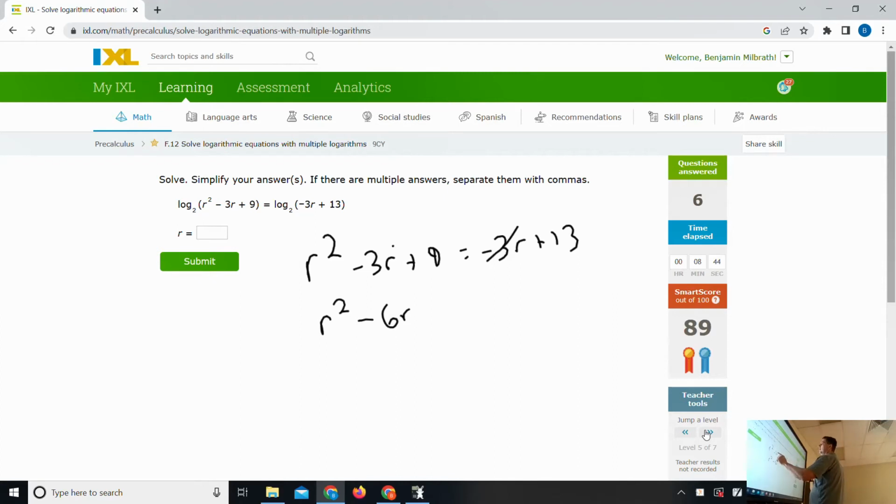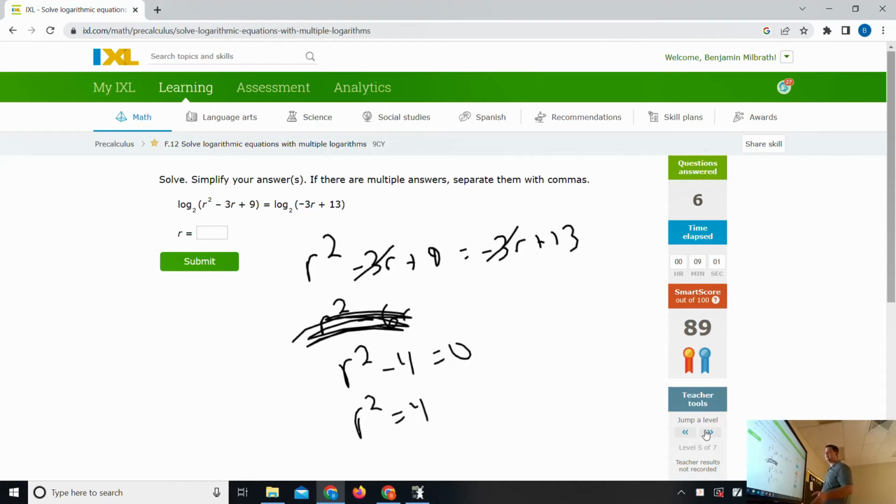Those 2 things are in balance. R squared minus 4 is 0. And that bad boy will factor. Of course, a lot of kids won't do that. A lot of kids, and honest to God, you probably should do this. R squared is 4. All right? Which means R is plus or minus 2.